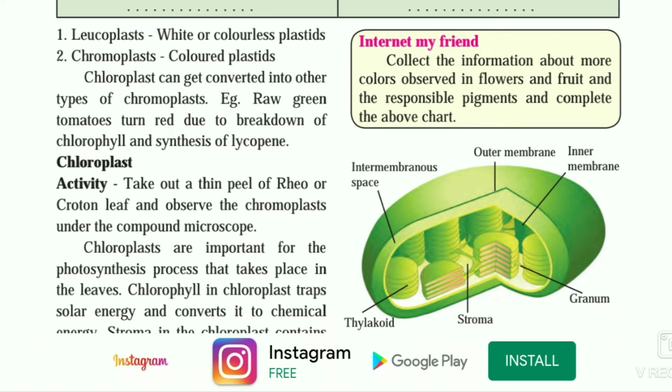1 number, Leucoplast, white or colourless plastids. 2 number, Chromoplast, coloured plastids. Chloroplast can be converted into other types of plastids, e.g. raw green tomatoes turn red due to breakdown of chlorophyll. Interest, my friend: collect the information about more colours observed in flowers and fruits and the responsible pigment, and complete the above chart.